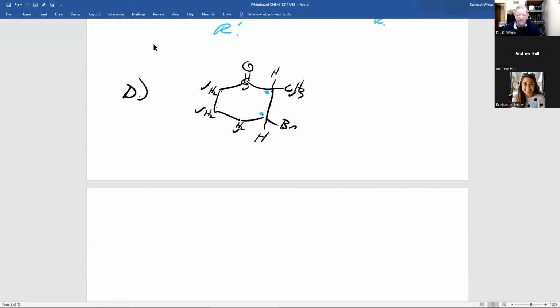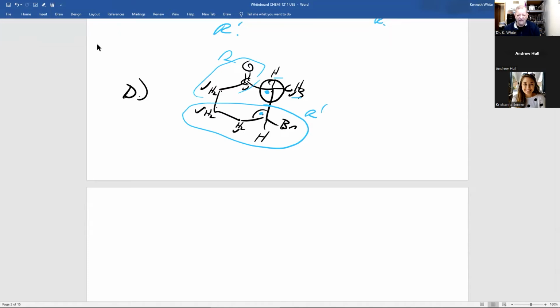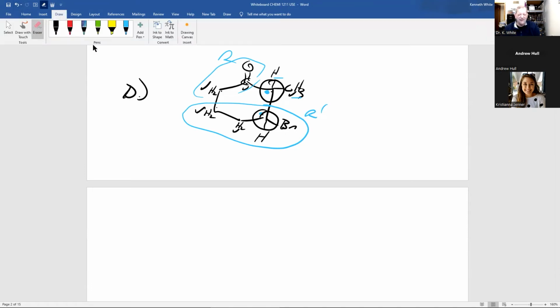Let's do the top one, has a methyl group, hydrogen. I can call all this R and then I'll call all this R prime. So I have methyl, hydrogen, R, and R prime, and all four are different. Therefore, I'll circle that one, and I'll circle that one. And we're done. Oh, I didn't do the bottom one. I'm sorry. Got ahead of myself. Bad, Dr. White.